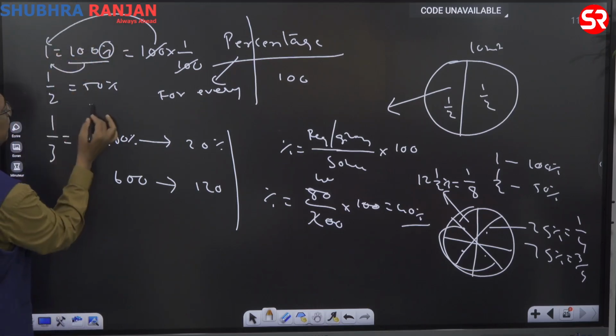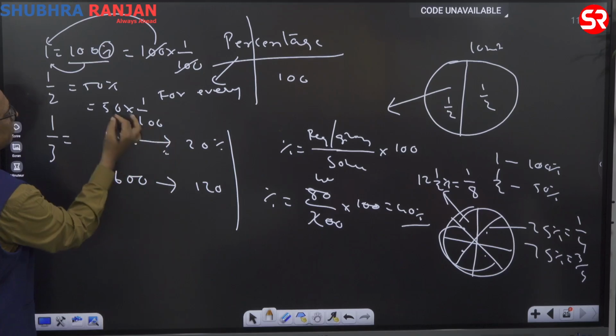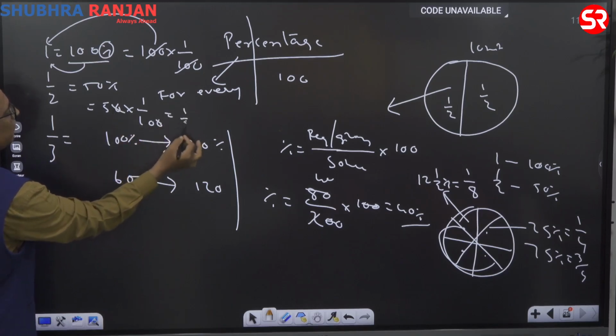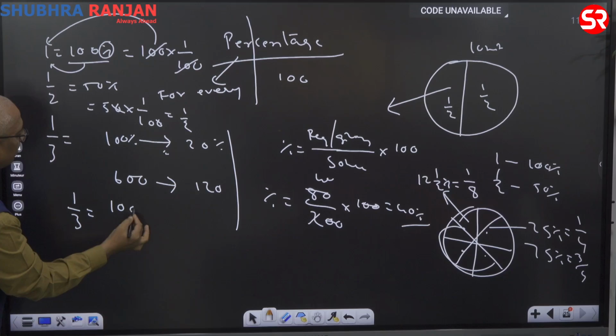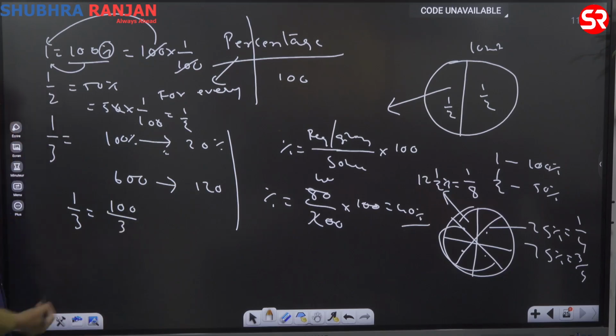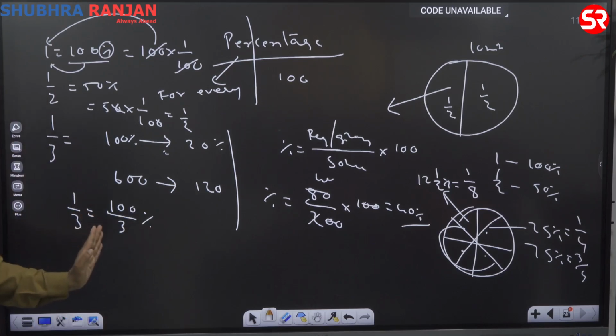1 by 2 means 50 into 1 by 100. So it's cancelled and you will get 1 by 2. If you want to convert 1 by 3, that is 100 by 3 percentage. Percentage means 1 by 100, so 100 gets cancelled. I will get 1 by 3 again. You are getting, na?